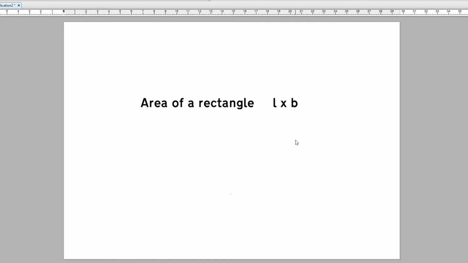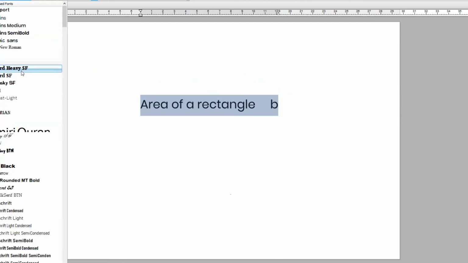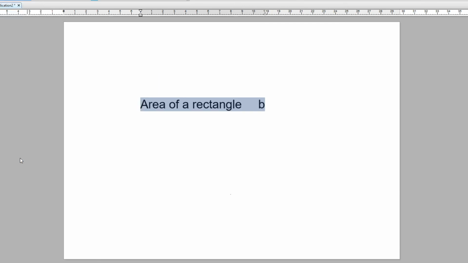Now if I told you I was trying to find out what the breadth of it was, you could do something called changing the subject. I don't know if you remember this still, but what you can do is move one of the letters over from this side. So area of a rectangle equals LB. Now if I'm trying to find out what B is, I can take the L away from that side and divide it, and now I can get B. That's basically how it works.